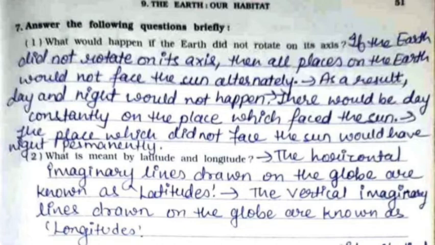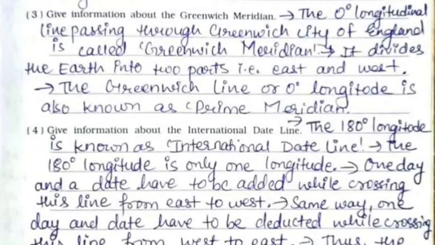Second one, what is meant by latitude and longitude? The horizontal imaginary lines drawn on the globe are known as latitudes, and the vertical imaginary lines drawn on the globe are known as longitudes. Third, give information about the Greenwich meridian. The 0-degree longitudinal line passing through Greenwich city of England is called the Greenwich meridian. It divides the earth into two parts, that is east and west. The Greenwich line or 0-degree longitude is also known as the prime meridian.